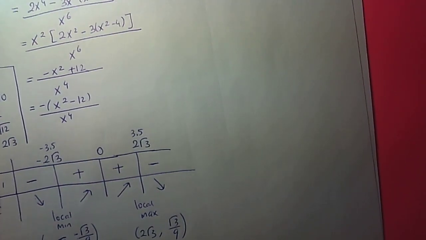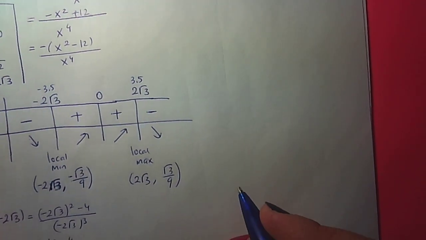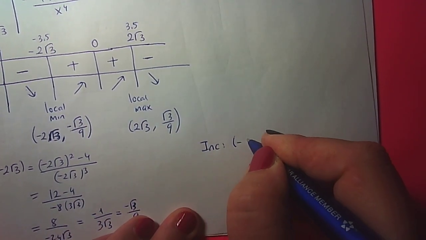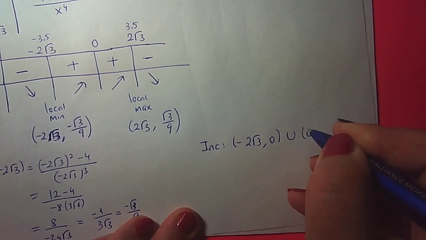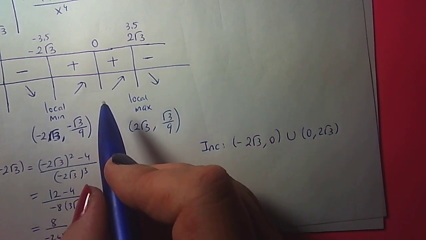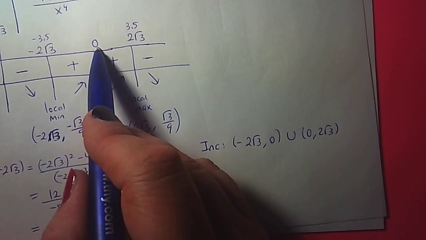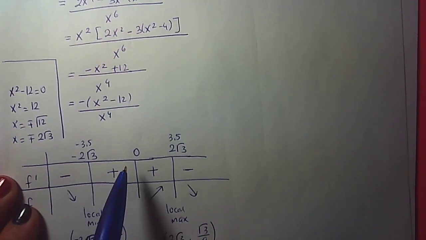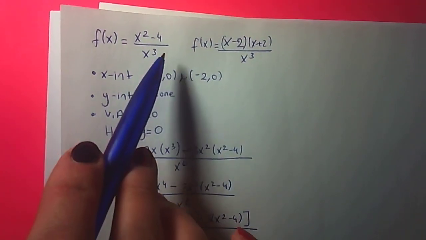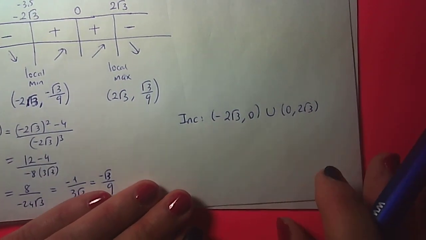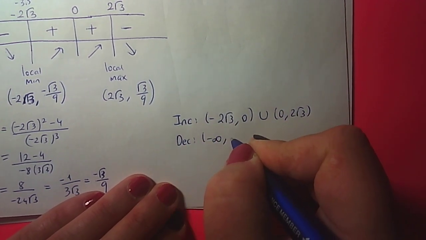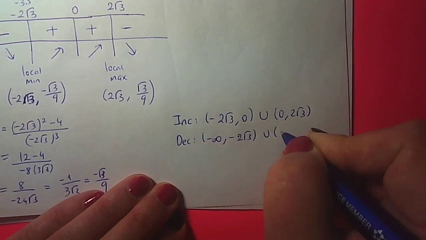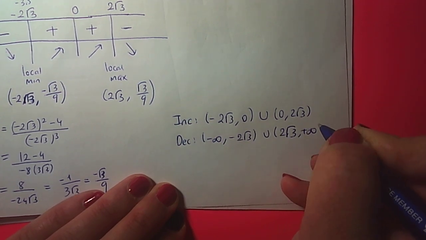If we write increasing and decreasing intervals, increasing from negative 2 root 3 to 0, and from 0 to 2 root 3. Again, you may be wondering why we are not including 0 here, and remember that 0 makes the first derivative and the original function undefined, so we should not be including 0 here. Decreasing intervals from negative infinity to negative 2 root 3, and from 2 root 3 to positive infinity.